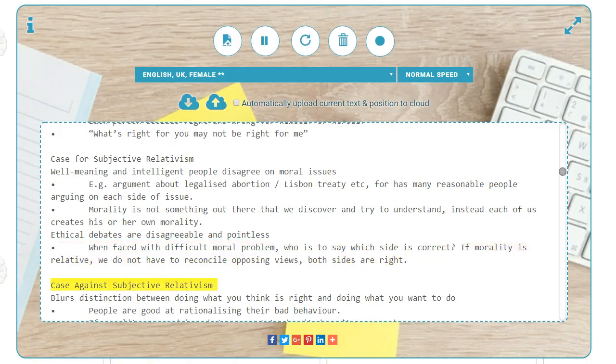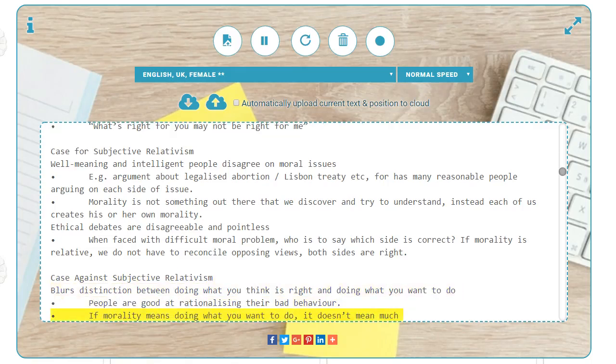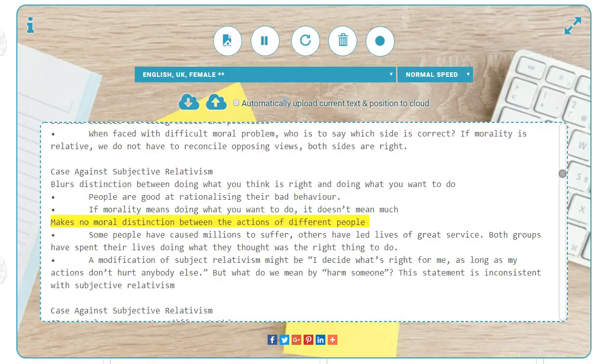Case against subjective relativism. It blurs the distinction between doing what you think is right and doing what you want to do. People are good at rationalizing their bad behavior. If morality means doing what you want to do, it doesn't mean much. It makes no moral distinction between the actions of different people. Some people have caused millions to suffer, others have led lives of great service. Both groups have spent their lives doing what they thought was the right thing to do.